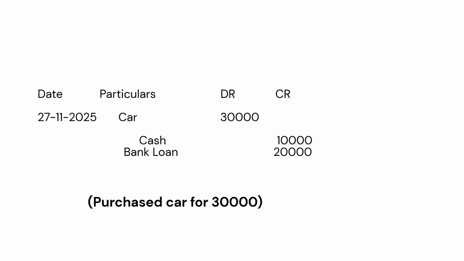The car is an asset. The value of the car is debited as $30,000. Cash is an asset. The cash asset is being decreased, so we are crediting the account by 10,000. Bank loan is a liability. The liability is increased, so we are crediting the account by 20,000.